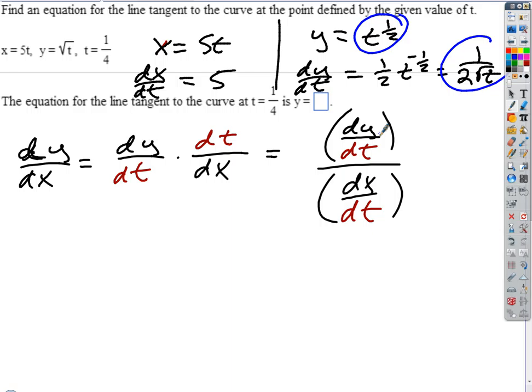If dx dt is 5, then dt dx is just 1/5, right? It's just the reciprocal of dx dt. So either way, I'm gonna go ahead and use this one, but however you wanna do it. So dy dt we said was 1/2 times the square root of t divided by 5. And then really we end up doing this anyway, don't we?